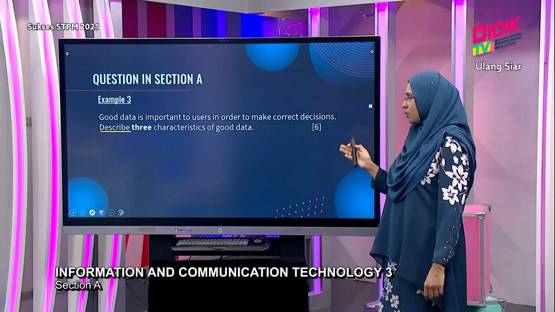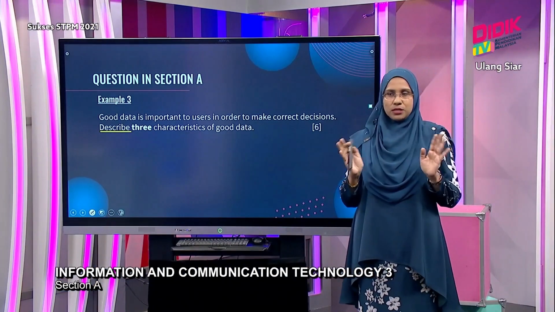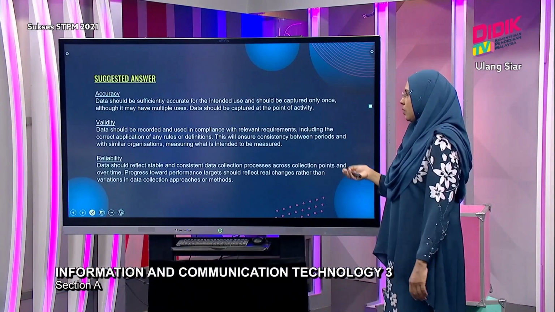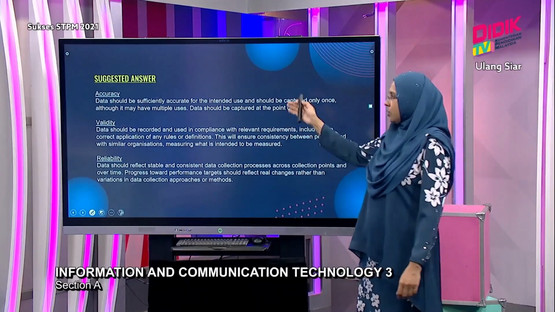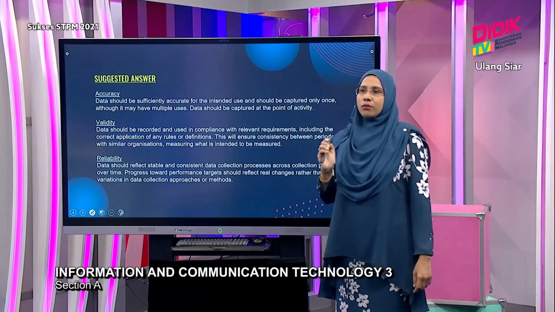Okay, so how to write? Again, no essay, please. No essay. So you write something like this. You state the characteristics of good data.